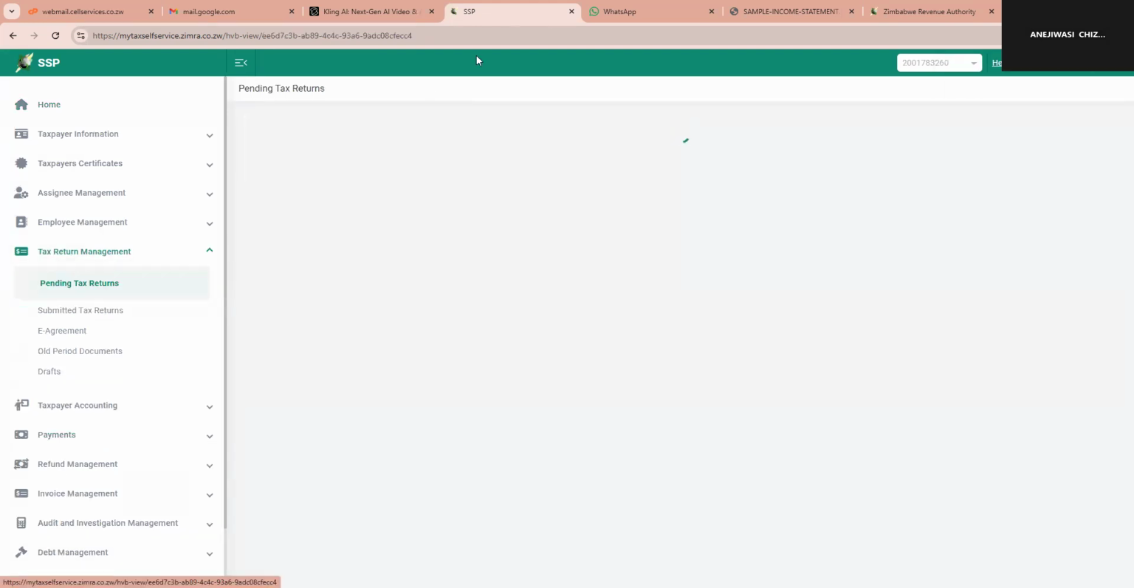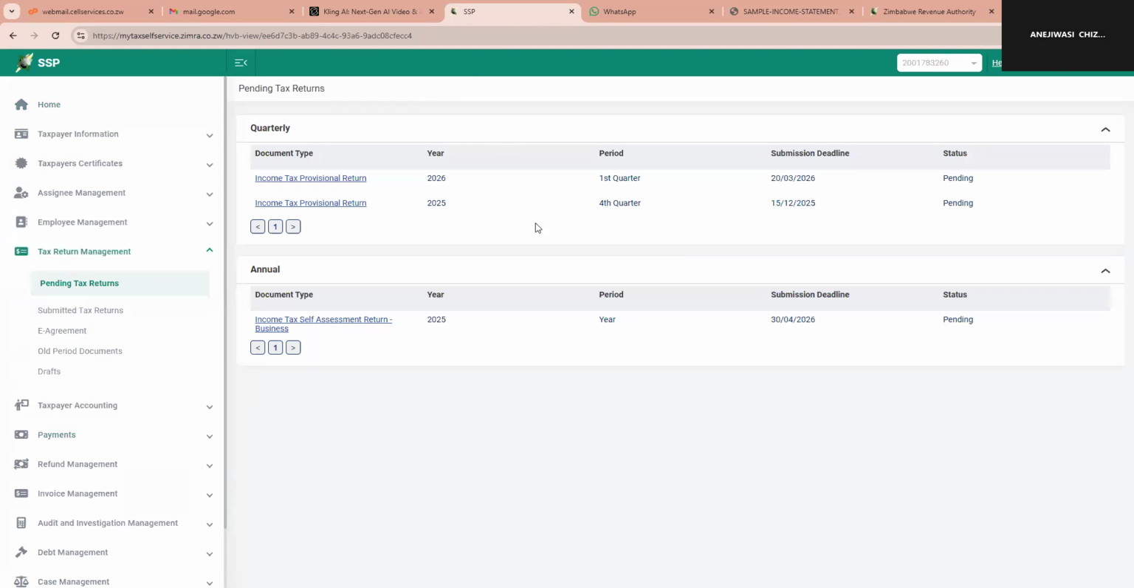So these returns are loaded by Zimra. Your job is basically to visit and submit the return. So as I said, this is based on the calculations. For income tax or corporate tax, you do what we term income tax provisional return. So you are doing it by the 10th of March, 25th of June, 25th of September, 20th of December, right? The rates, 10%, 25%, 30%, then 35%.